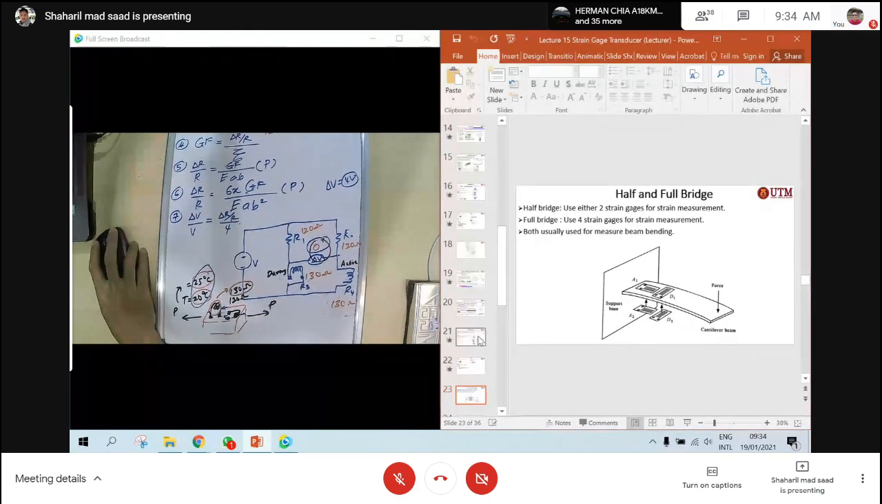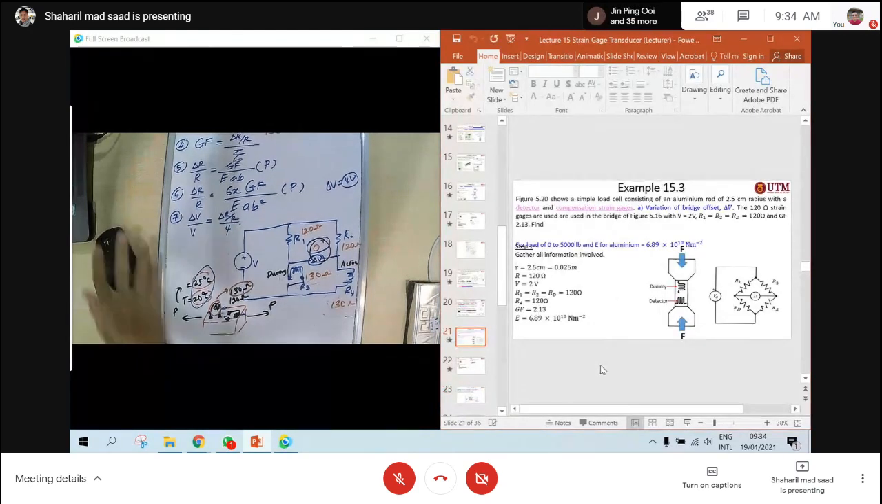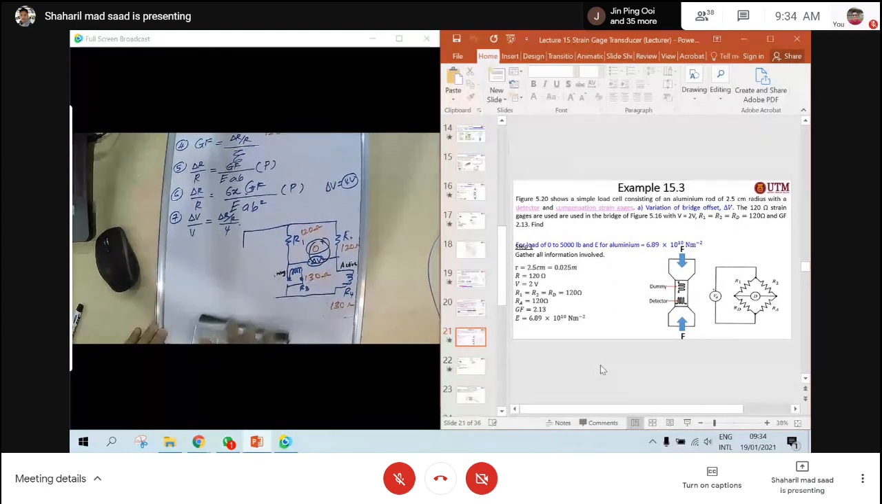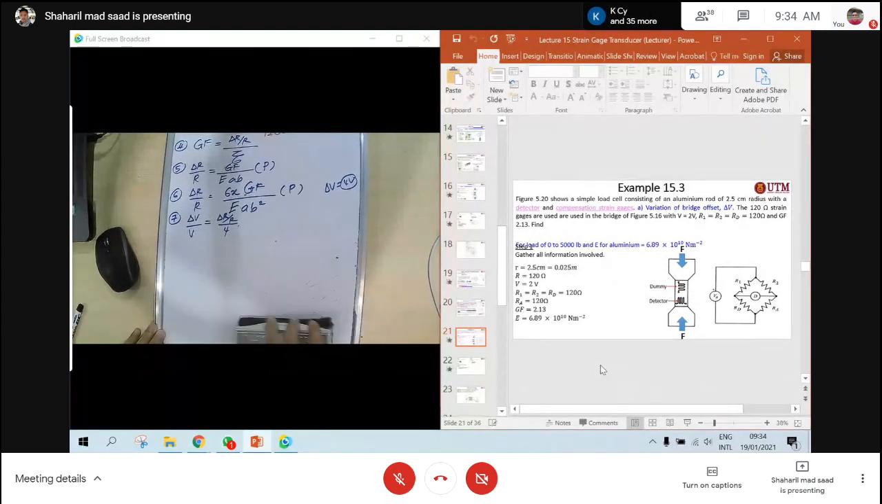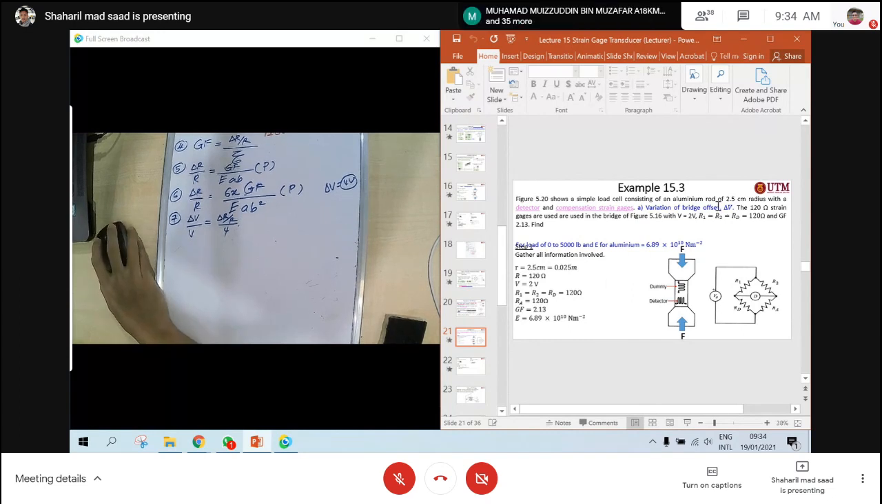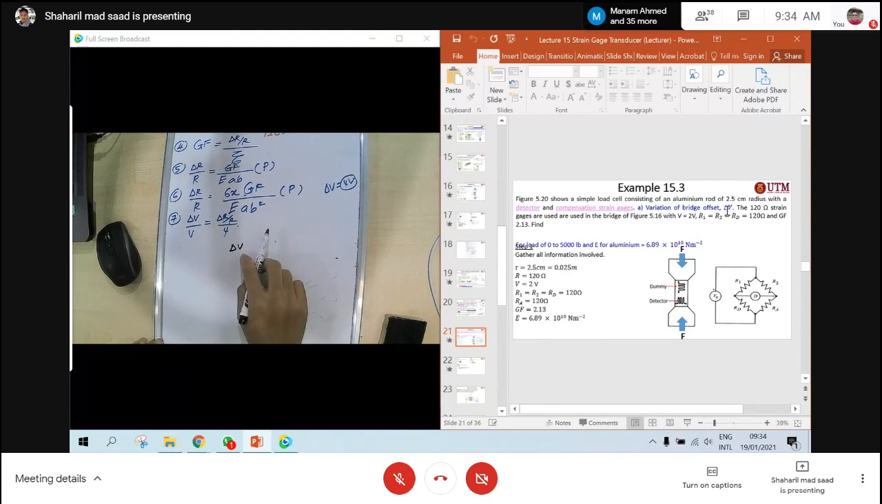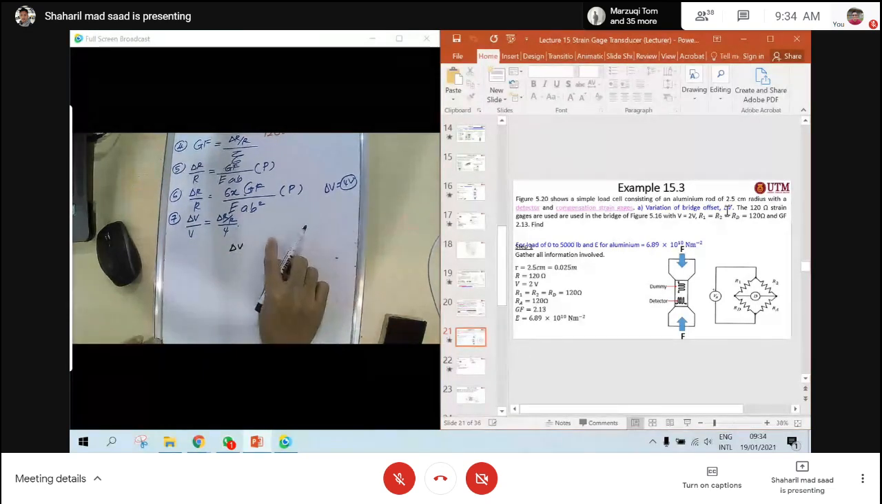Okay, let's look at example 15.3. 15.3 is quite simple. The figure below shows a simple load cell with an aluminium rod of 2.5 cm radius, a detector and a compensation strain gauge, from example 15.2. Determine the variation of delta V. You're going to find the delta V here, for R1 equal to R2 equal to RD, and it gives you the K factor and so on. So this one is quite simple.